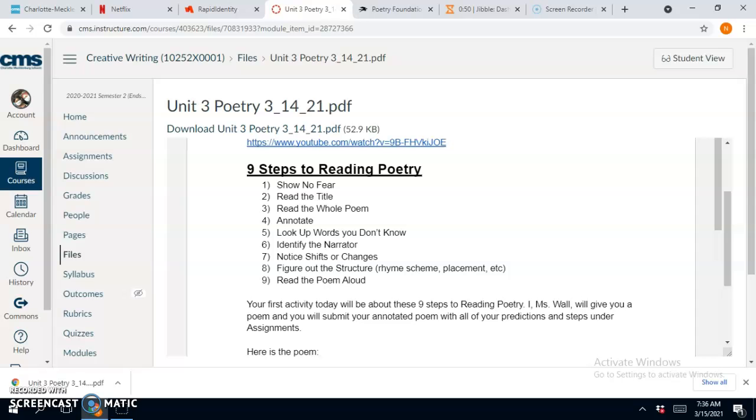Number 7, notice shifts or changes. There are little words that change the whole course of a piece of literature. By putting in however, but, those things are like negative shifts. They are telling you it's getting ready to go somewhere else.